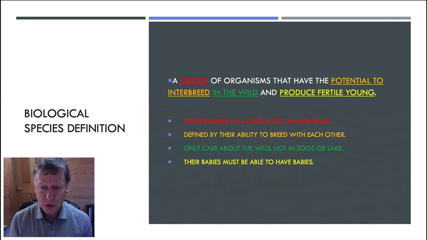For example, in a zoo, you can put a lion and a tiger together. They can interbreed and produce what's called a liger. This doesn't happen in the wild, so biologists will still consider these two different species. And finally, they need to be able to produce fertile young. That means their babies have to be able to have babies. A horse and a donkey are able to interbreed, and they're able to produce babies. However, that baby is called a mule, and it is sterile. So horses and donkeys still are members of separate species.